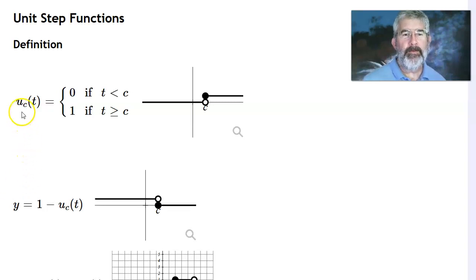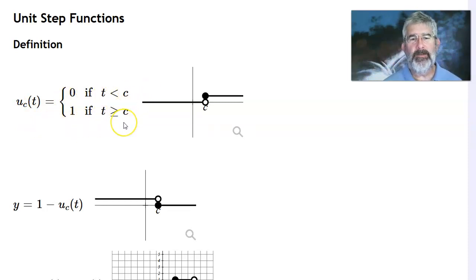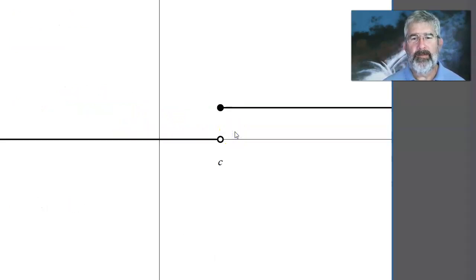The unit step function, there's the c, the subscript, is going to determine which unit step function it is. So u sub c of t is equal to 0 if t is less than c, and it's equal to 1 if t is greater than or equal to c. Here's the graph right here, 0 up until you get to c, and then it pops up to 1 and stays there forever, I guess.